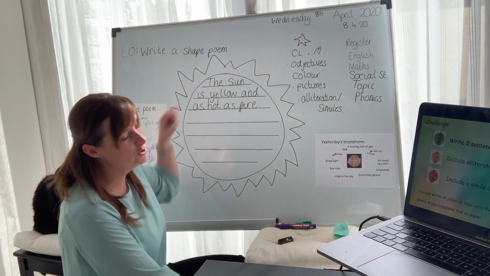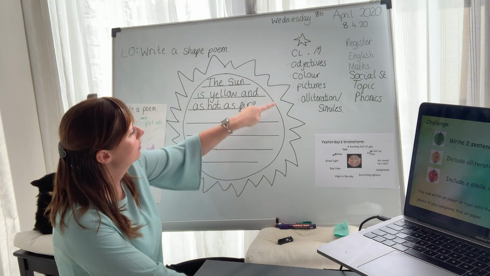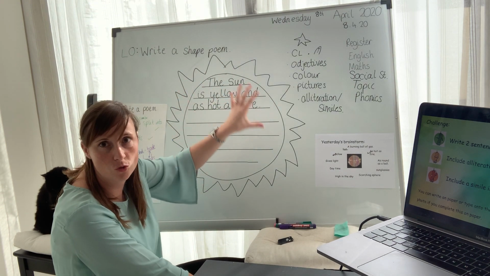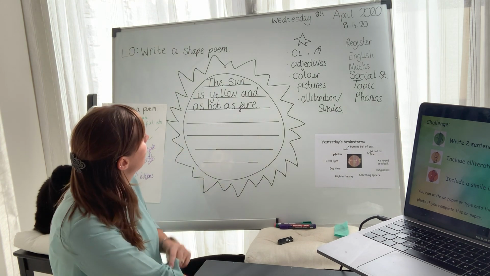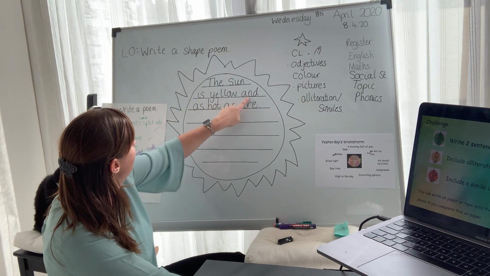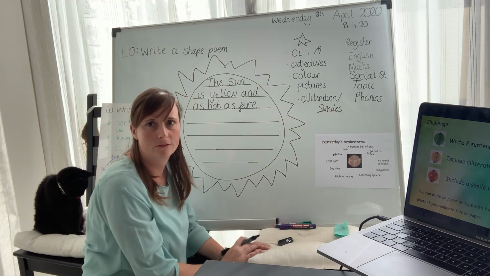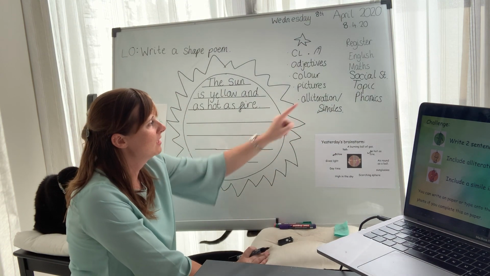I've got one sentence, but it's used up 3 lines because I can't go outside of my shape, because that's the idea of a shape poem. It fills the shape of the object. So the sun is yellow and as hot as fire. So I've already got my similes covered, but I haven't done the alliteration.